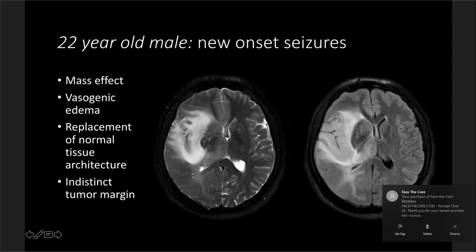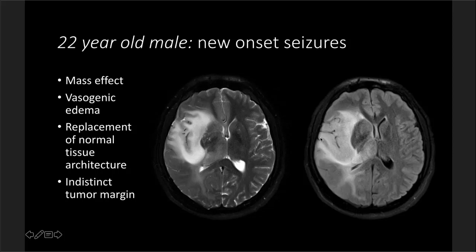We have replacement of normal tissue architecture. So instead of being able to see the cortex through this abnormal signal, instead we have this homogeneous intermediate signal that's thickened the cortex and surrounds the sylvian fissure here. So that's abnormal architecture. And the tumor margin is very indistinct here. We can't draw a line exactly around where the tumor stops.